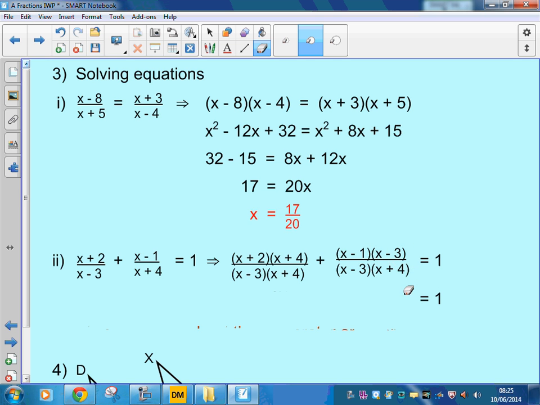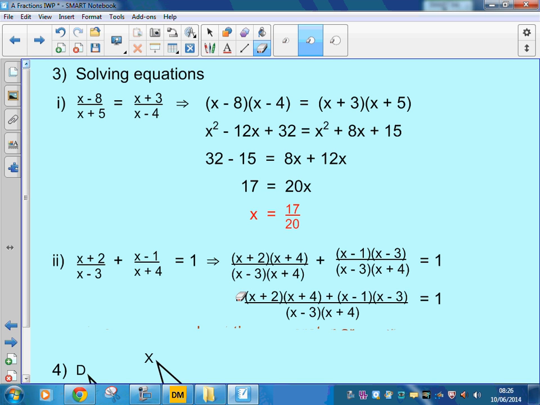Now, once you've done that, you can combine the numerators, and if you want to, you can expand them first, but I'm just putting them together where I've actually got it like this as x plus 2 times x plus 4 plus x minus 3, x minus 1 times x minus 3, all over the x minus 3 of x plus 4 equals 1. Now, I'm not finishing this question for you.